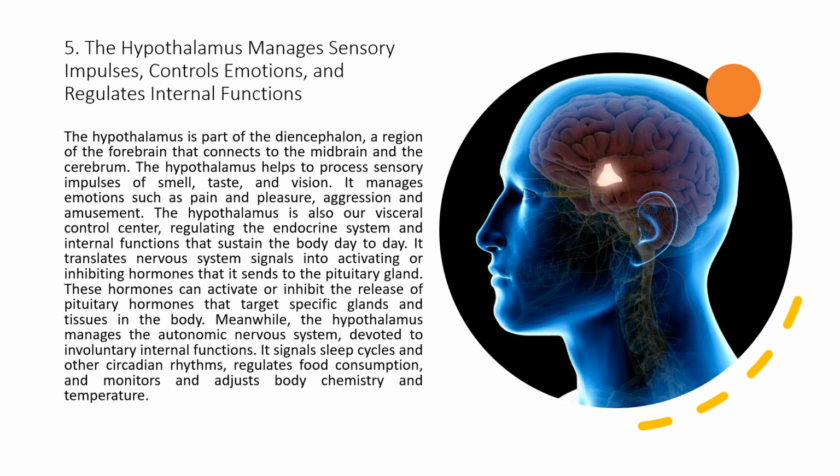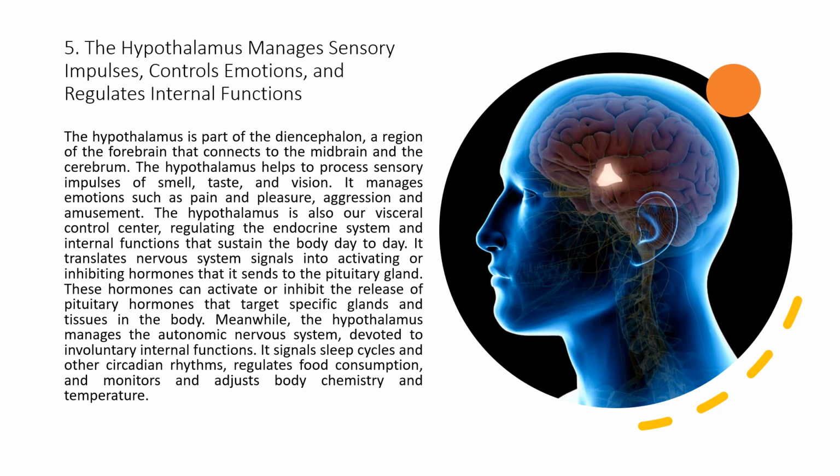The hypothalamus helps to process sensory impulses of smell, taste, and vision. It manages emotions such as pain and pleasure, aggression, and amusement. The hypothalamus is also our visceral control center, regulating the endocrine system and internal functions that sustain the body day to day.